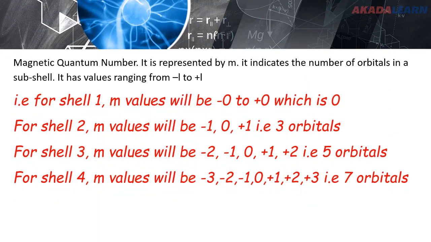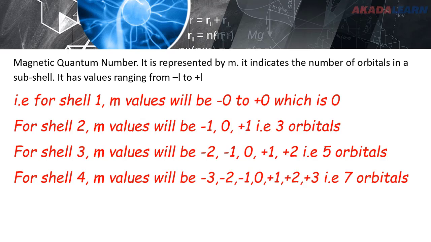Going forward, the magnetic quantum number is represented by m. It indicates the number of orbitals in a subshell. So remember, we have a shell, which is indicated by the principal quantum number. Then we have subshell, which is indicated by the azimuthal quantum number. Then now I'm talking of the orbitals in the subshell, which is represented by the magnetic quantum number. It has values ranging from -L to +L. So you check the L values, which we calculated under the azimuthal quantum number.